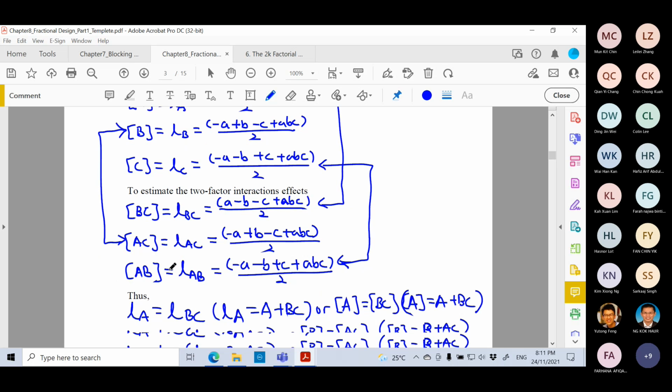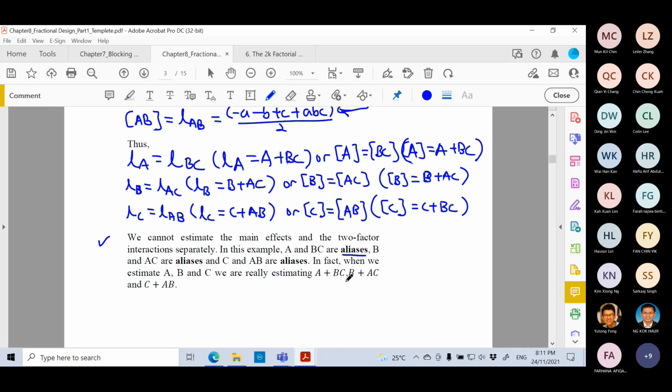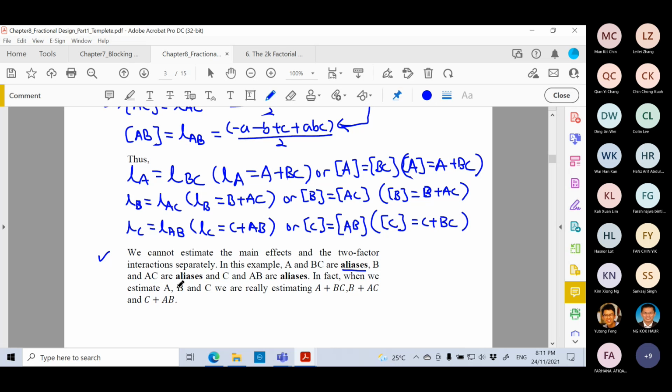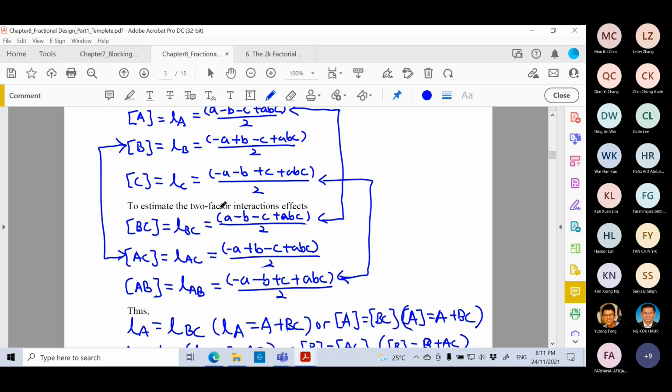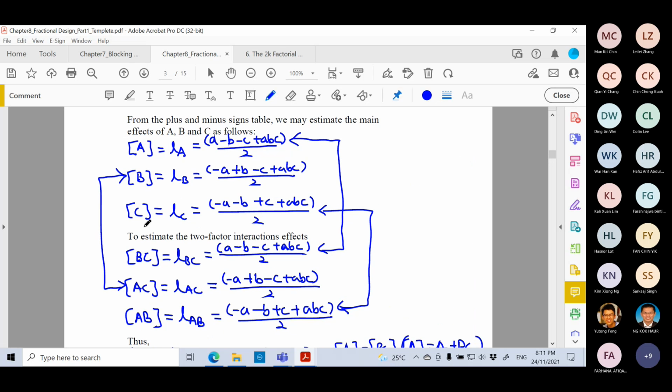Okay. So similarly for the last one, if you're calculating the effect of the C here, actually you are calculating C plus AB. So this one is what we call the alias structure here. Okay, so you can see that A and the BC, B and the AC, C and the AB. If you observe the pattern here, you can see that A is aliased with BC, and the symbol here is A, B, C.